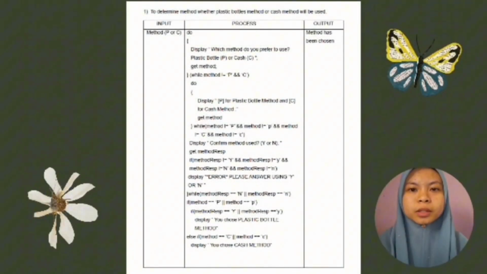This analysis is to determine the method. The user needs to enter P or C, and the system will ask for the method to use. The user needs to answer only P or C. If the user chooses C, it will display "you choose cash method", and if the user chooses P, it will display "you choose plastic bottle method", and the output is "method has been chosen".